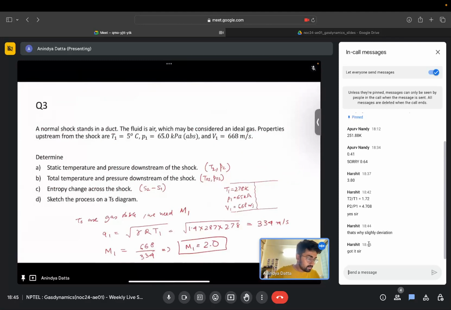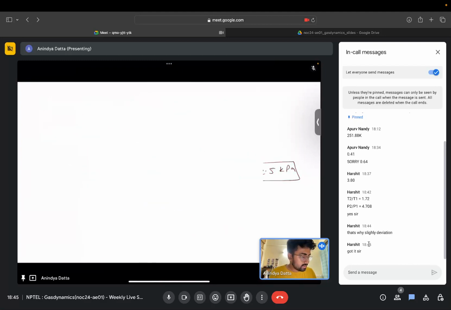The second part is we have to find the total temperature and total pressure downstream of the shock. First is the total temperature. We know that T02 is equal to T01. Why? Because the flow is adiabatic across the shock.